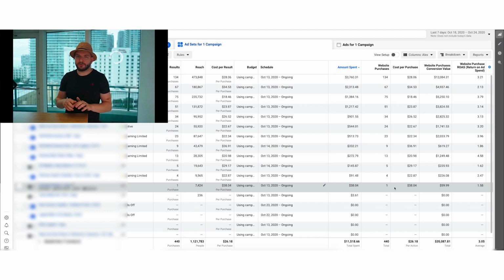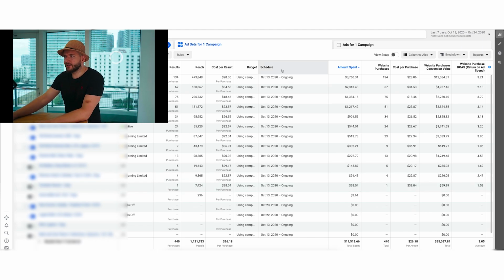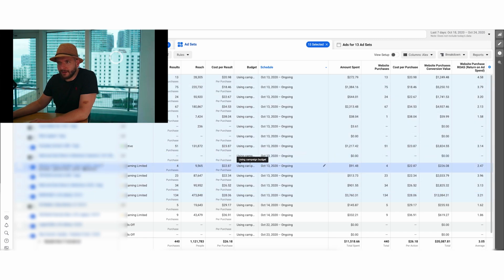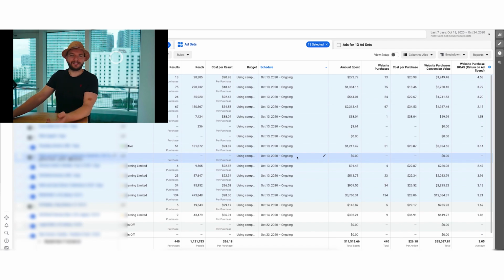In this case, we just gave Facebook the room to optimize and distribute the ad spend, and it worked out. If we sort by schedule, you can see initially we just dropped several assets, then we dropped a few more assets into it. On the first day, if we select here, initially that was 13 assets, and then we just added some more assets to it.